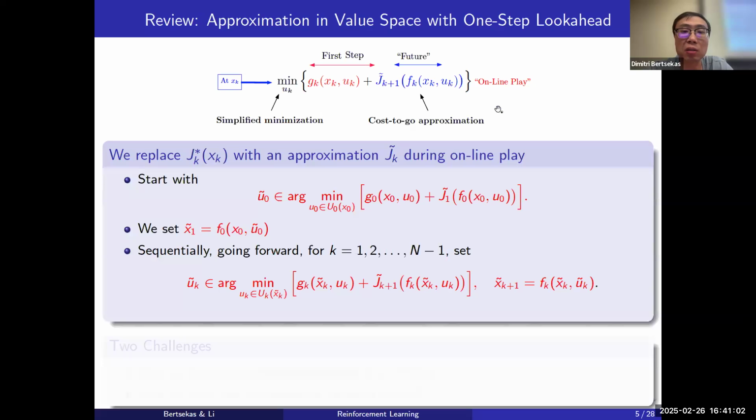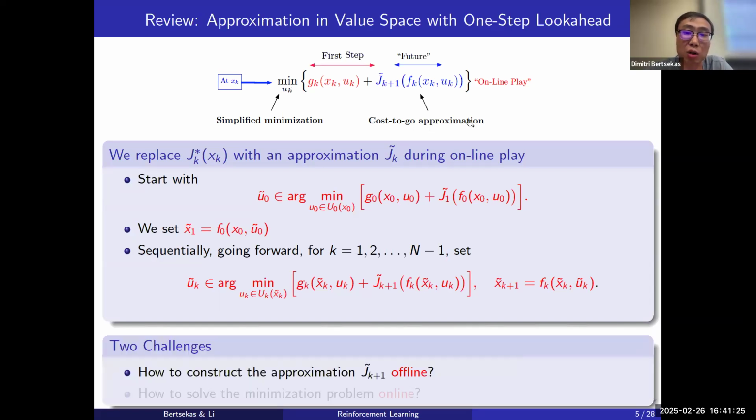So this is the overall picture of one step look ahead. Compare with the stochastic problem. Remember, in the stochastic problem, one step look ahead, we have three challenges. Here, for the deterministic problem, we have two challenges. One is how to compute the cost function approximation, this cost to go approximation, J tilde. And the other one is how to address this minimization problem in real time, because this is online play, which means this control needs to be computed with some time restriction.